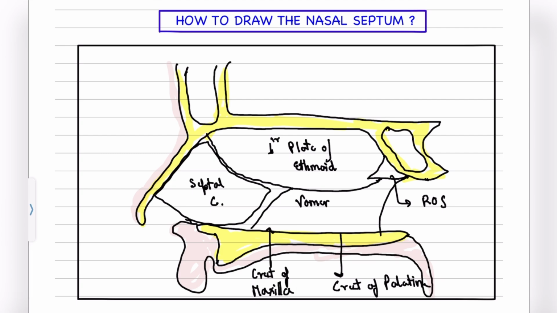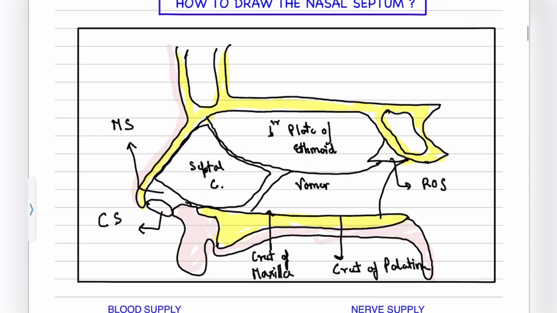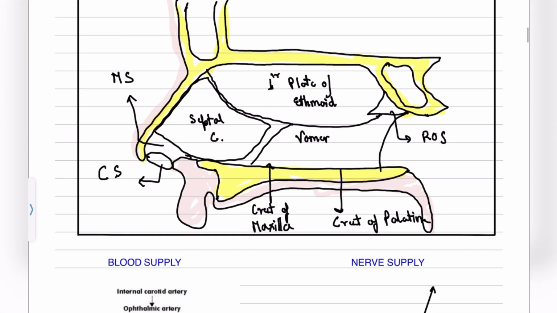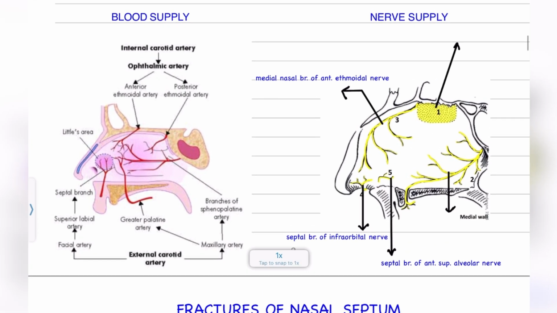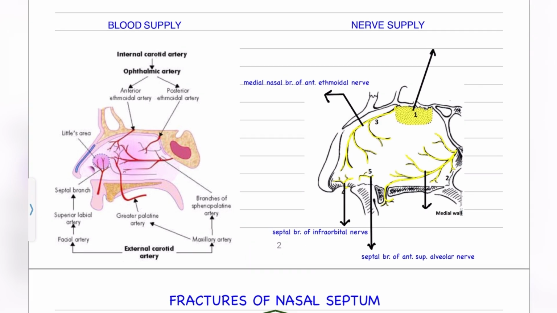All right, then we have the membranous septum, and most anteriorly you could draw alar cartilage, that would become our columnar septum. All right, so this is how you will draw the nasal septum in the exams. So the drawing part was easy. Now let's talk about two important things, that is the blood supply and the nerve supply of the septum.